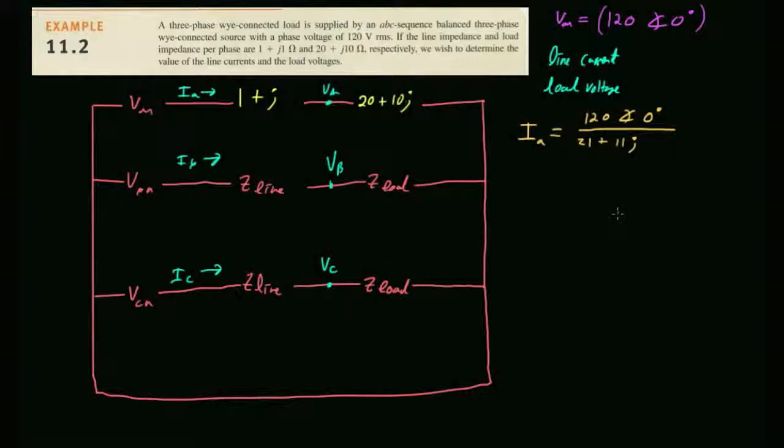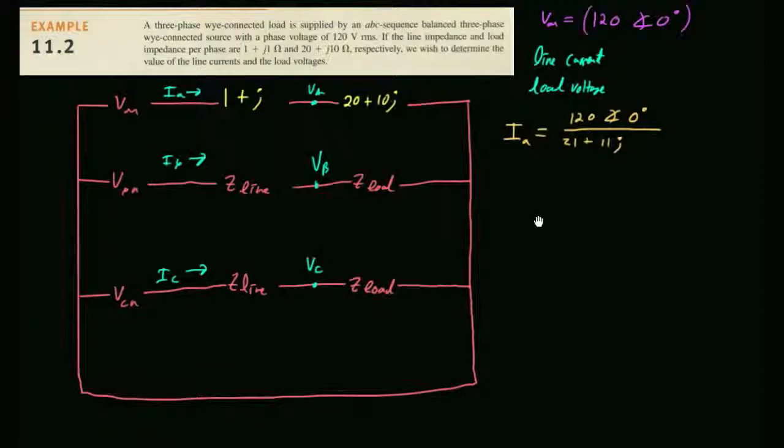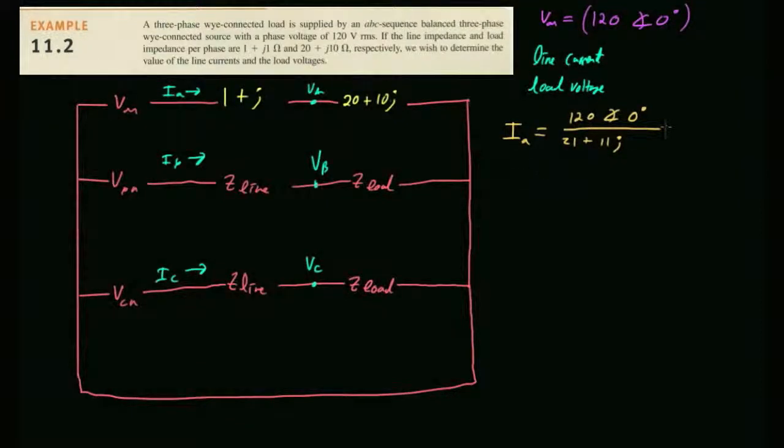All right, let's see here. So 21 squared, 11 squared, sum, root. So your denominator is the same as 23.7 angle 27.6 degrees.